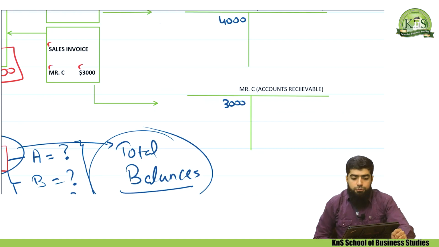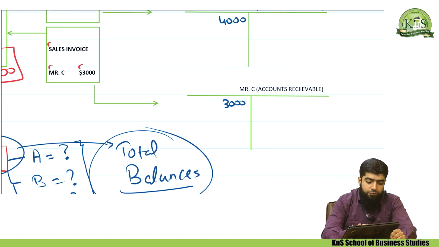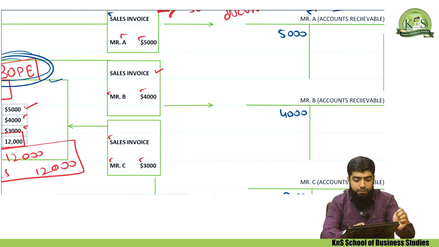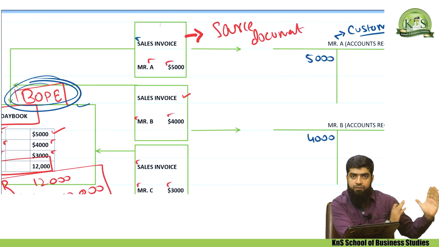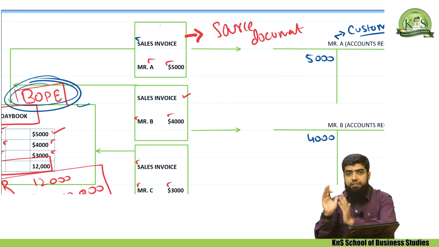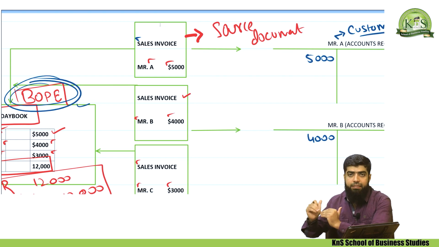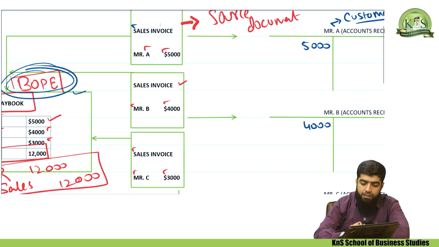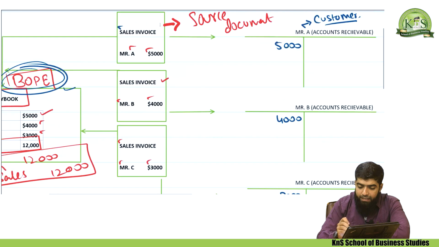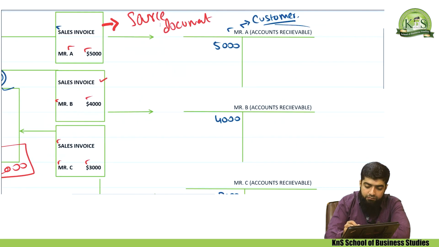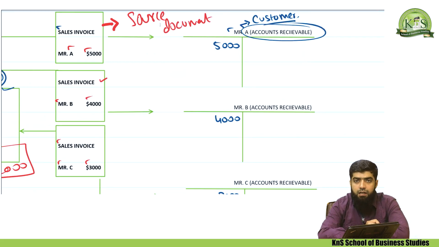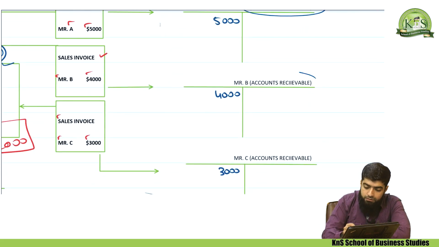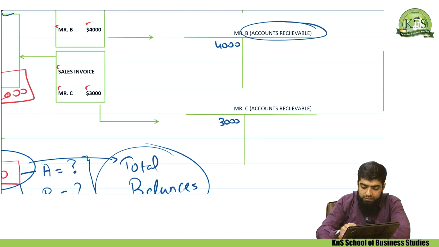On the parallel, we will also be recording that transaction in the account of Mr. C. So what we did so far is record that invoice amount in the relevant books of prime entry, as well as in the individual accounts of Mr. A, B and C, that is the customers. Now, if we look at the balances, what is that account? That account is the account receivable.